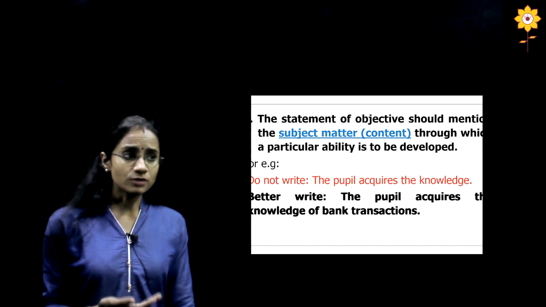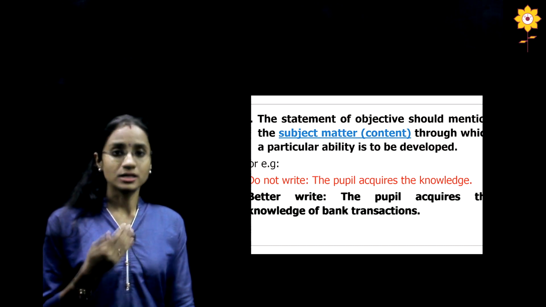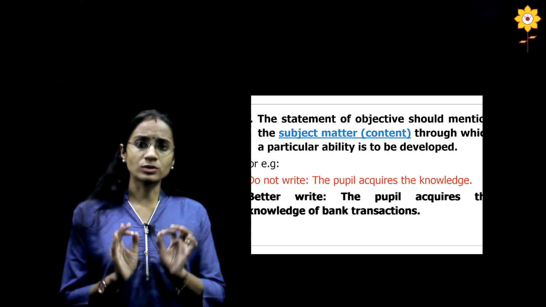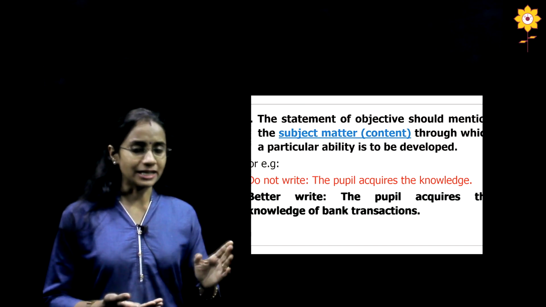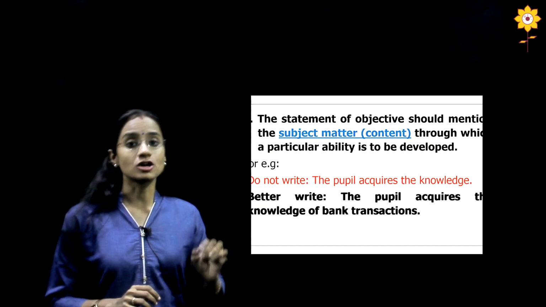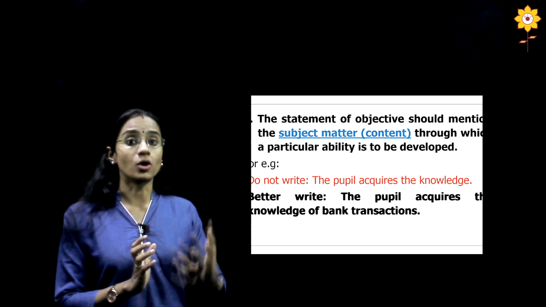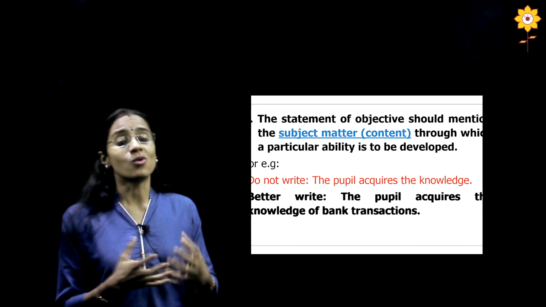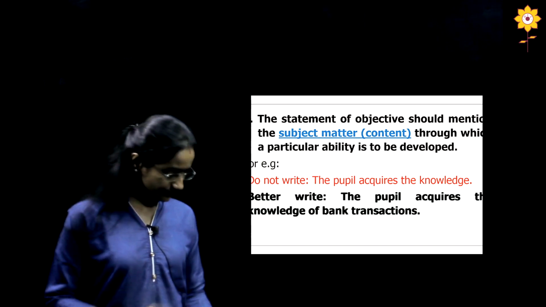Fourth one, the statement of objective should mention the subject matter, that is the content that you are teaching, through which a particular ability is to be developed. For example, the student acquires knowledge, but what knowledge? That part is missing here, right? So that is not correct. The correct way of writing is the pupil acquires the knowledge of bank transactions. So what knowledge is the student going to acquire? What understanding is the student going to develop? That content should also be there.